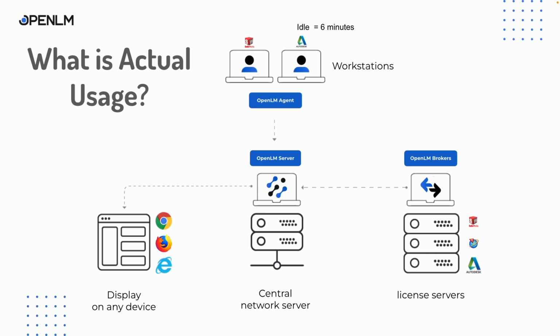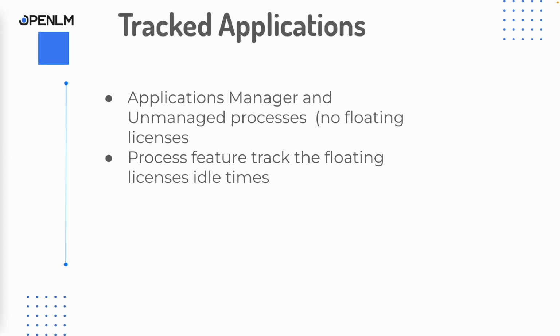What you'll need is the OpenLM server on a central location as always, the OpenLM brokers on the license servers, and the OpenLM workstation agents spread across the network on the end user's workstation. Now, there are two ways to track the idle times: using the OpenLM Applications Manager and unmanaged processes. These are processes that do not use a floating license and instead process features which monitor floating licenses.